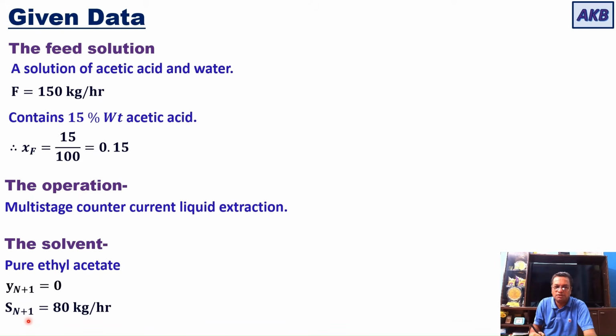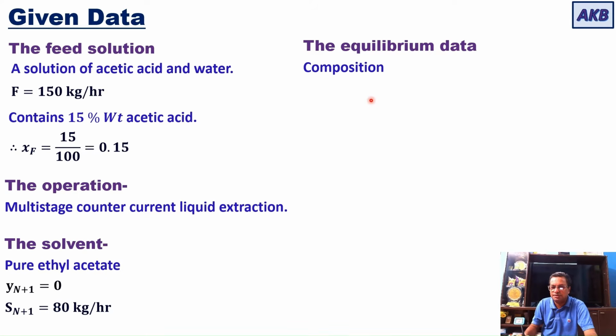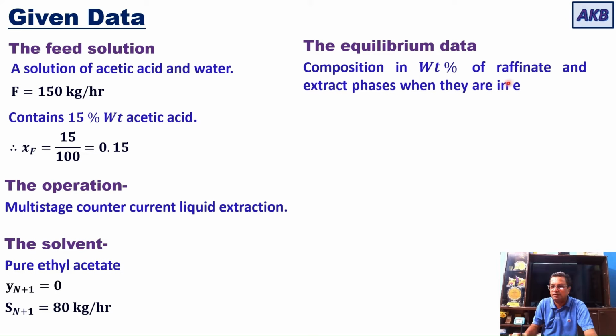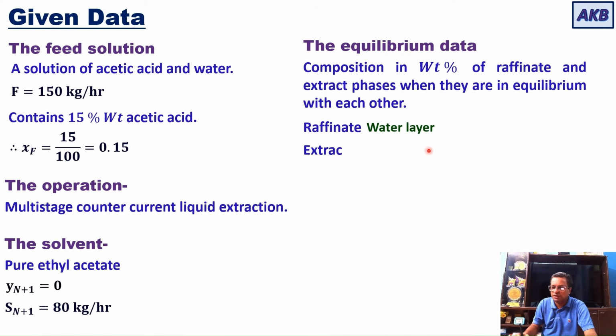Then the rate at which solvent is admitted into the operation is given to us. We denote that by Sn plus 1, it is 80 kg per hour. The equilibrium data is given to us. The composition in weight % of raffinate and extract phases when they are in equilibrium with each other is given. Raffinate in this case is the water layer, as I said. Extract is nothing but the ethyl acetate layer.